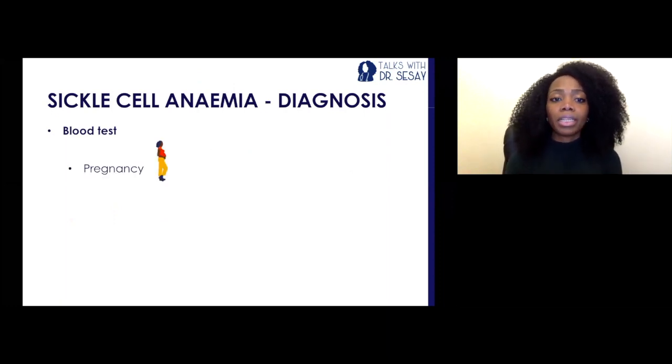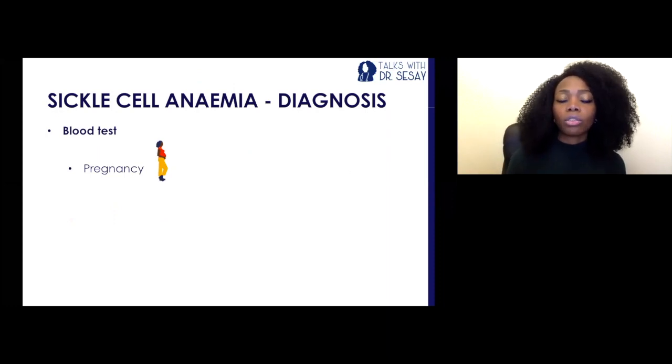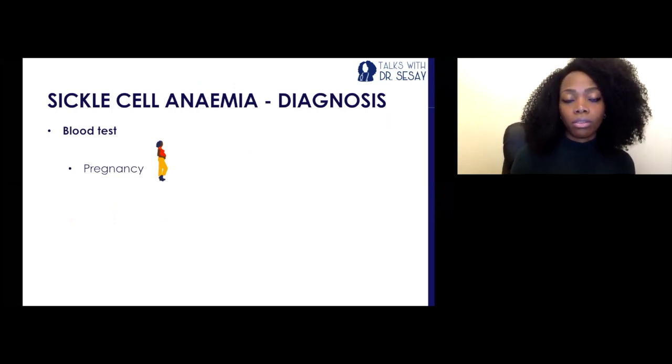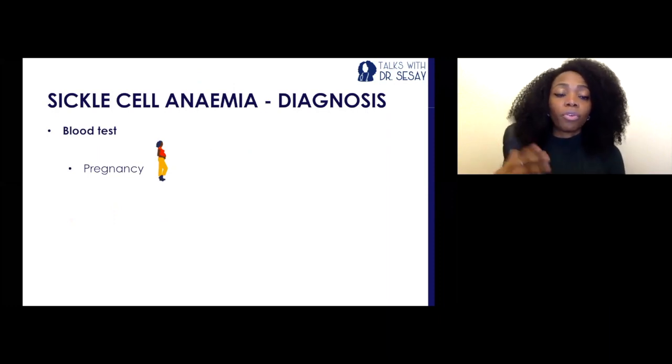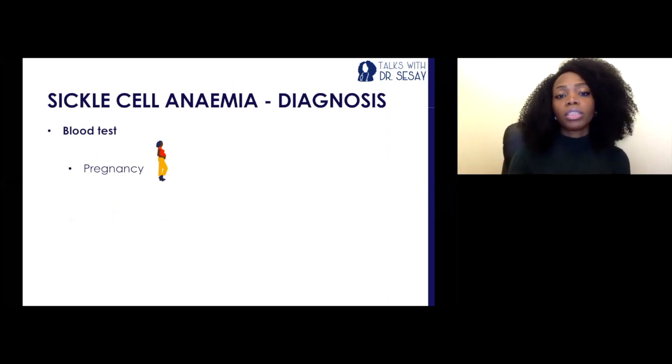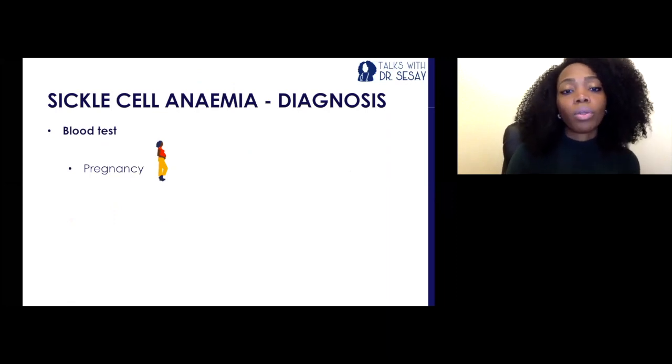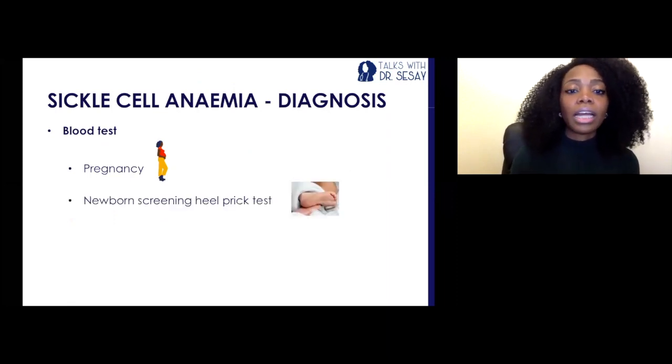And the blood test can be done, usually in the UK and in the US. They do antenatal screening. So they do screening when a woman is pregnant, and they check if she's high risk for having either the carrier trait, or if she's at risk of having sickle cell disease herself. And if she is high risk, then they do further investigations, and they can even do the checks to the fetus to find out whether or not the child has sickle cell anemia.